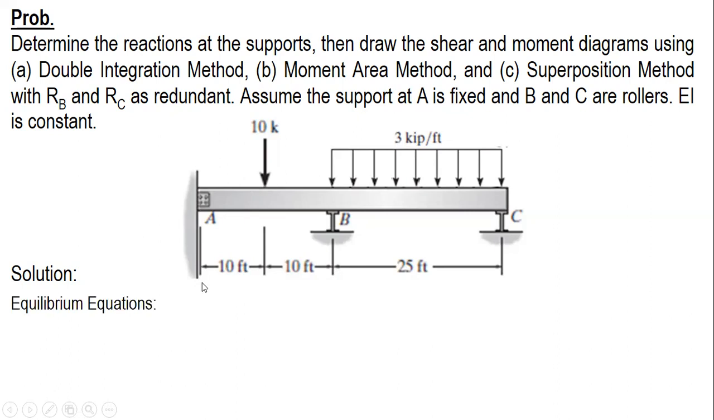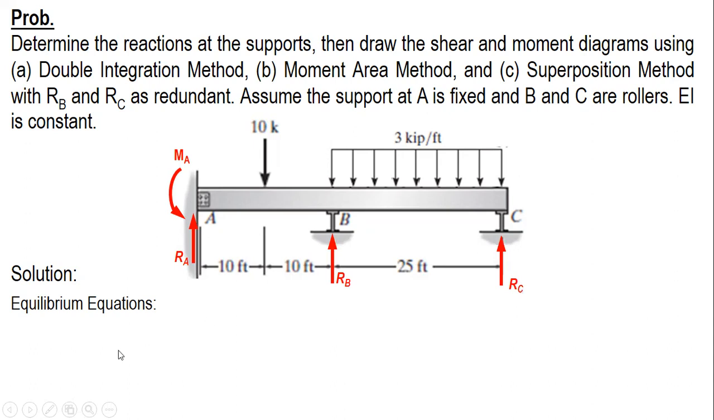So we have RA vertical. The horizontal is considered zero, since the external load is all vertical. So I have RA, assumed upward, and then MA, assumed counterclockwise. And then RB, assumed to be upward, as well as RC.